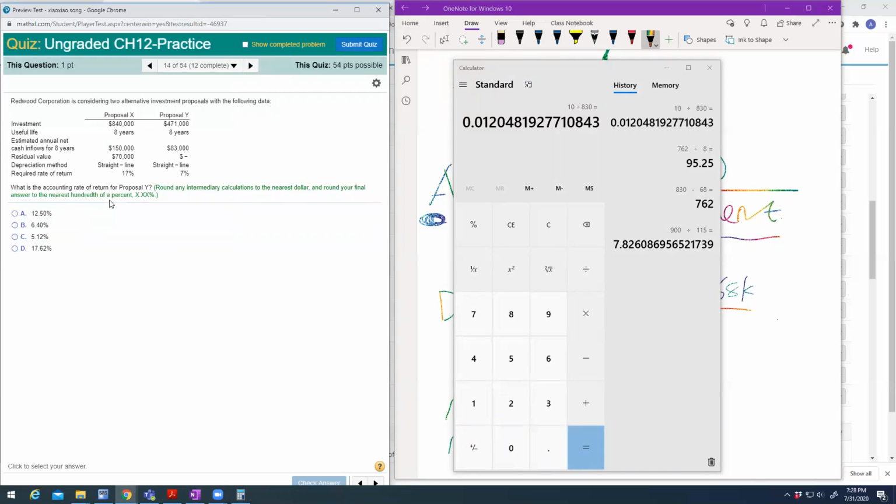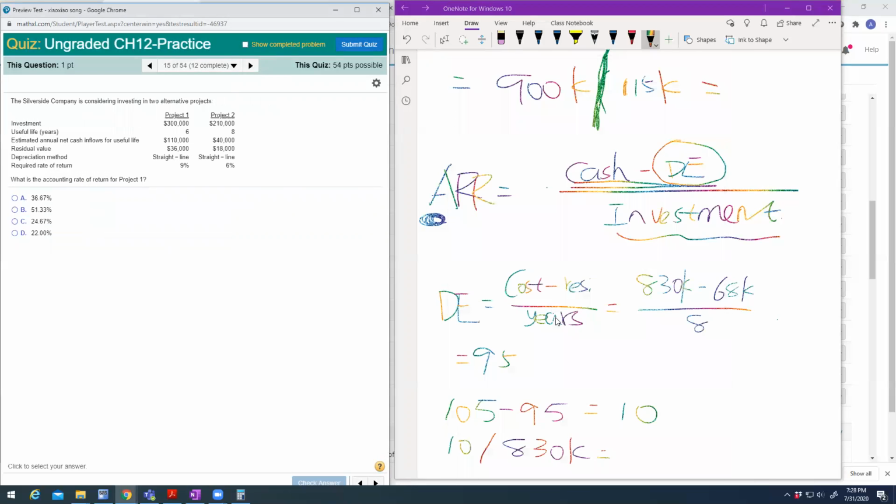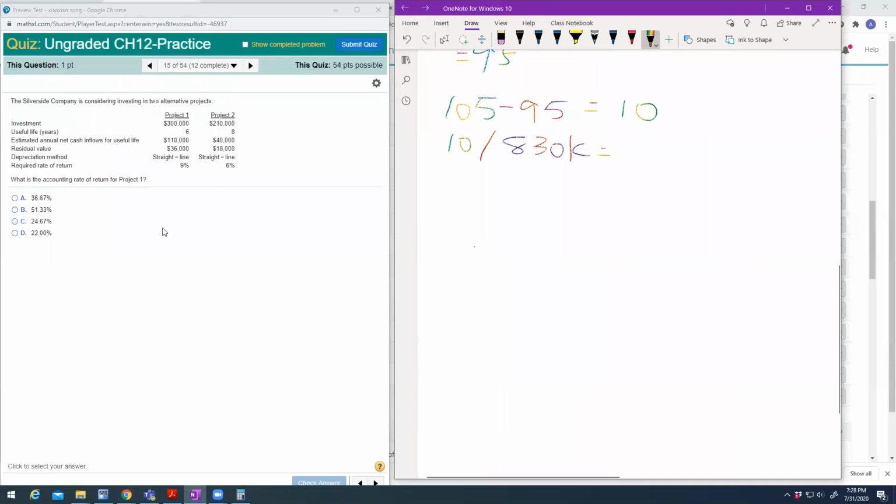Next one, I believe is similar, but I ask you to do the proposal Y, so you do it by yourself. Next one, let's look at the next one. What's the next one for? So I think I put more practice for accounting rate of return for you to practice.